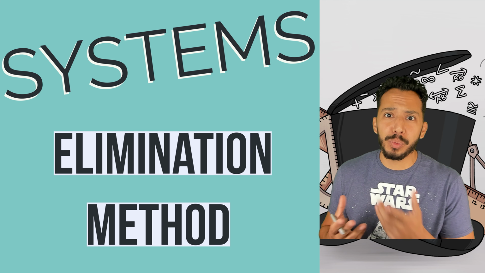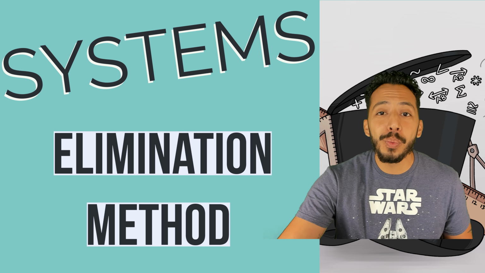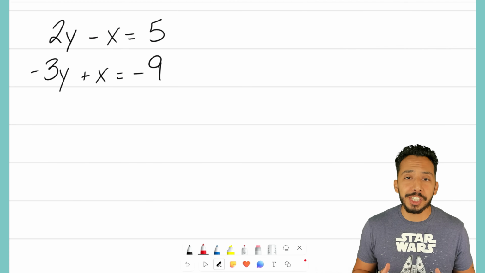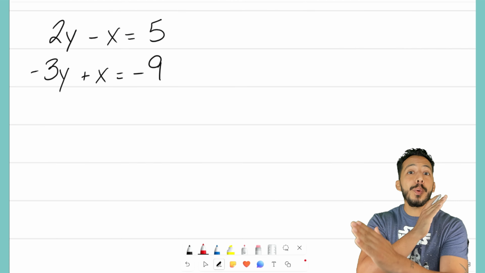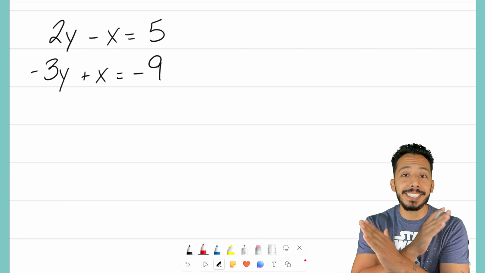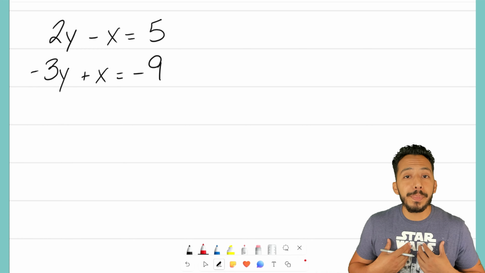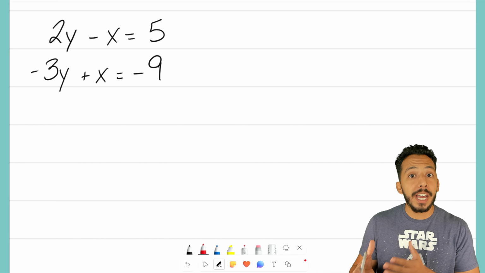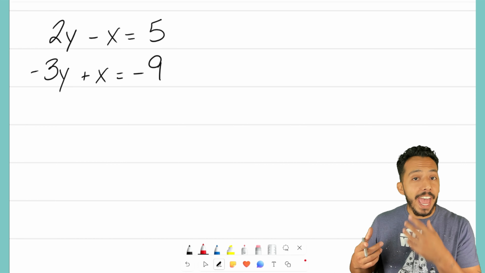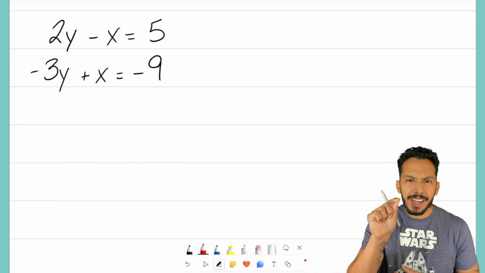We're taking a look at systems, and we're going to see, can we use the elimination method to help us solve a system of equations? So we have two linear equations, two lines. We want to see where those lines intersect. That's our goal. So we're going to use the elimination method to solve for the x and the y variable to find that coordinate point where the two lines intersect.